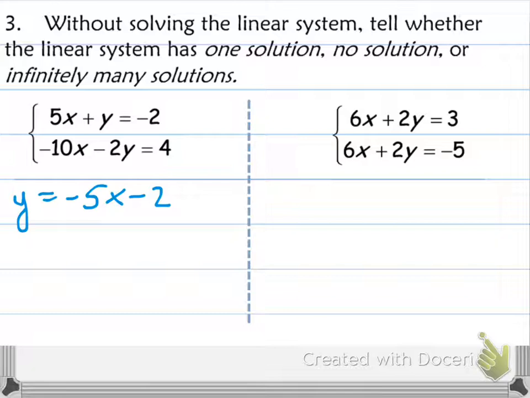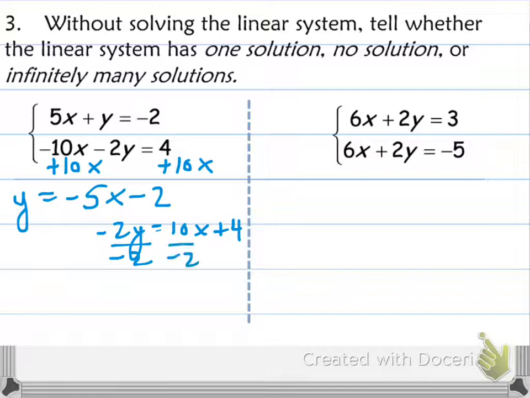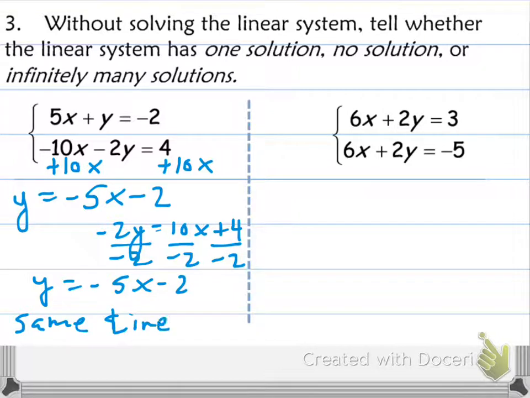If I solve my second equation for y, I want to add 10x to the other side. So I'd have negative 2y is 10x plus 4, and then I would have to divide by negative 2. So what I get is y equals negative 5x minus 2. Now, if you notice, these two lines are exactly the same. Because those are the same lines, same slope, same y-intercept, we have infinitely many solutions to this system. You can go ahead and try the next one and see what might happen there.